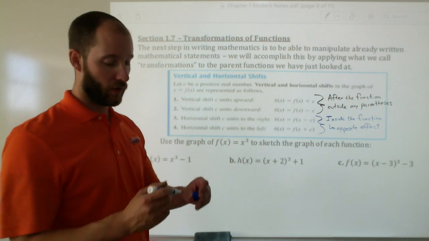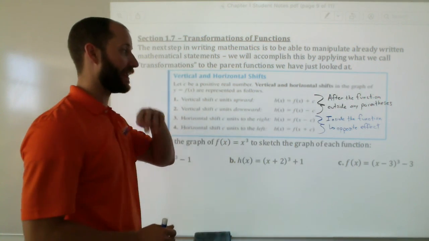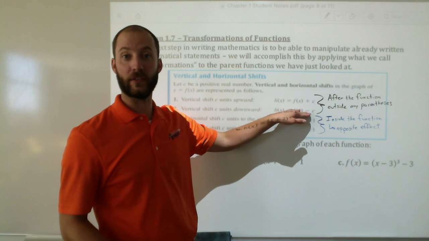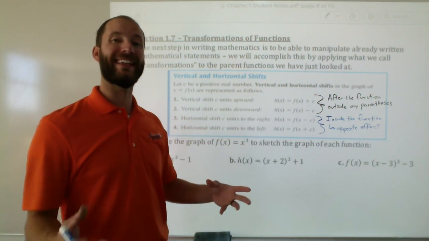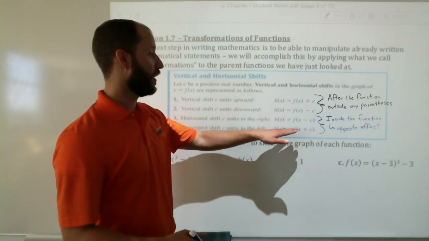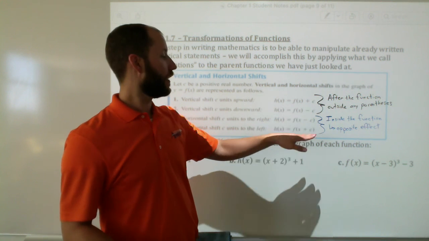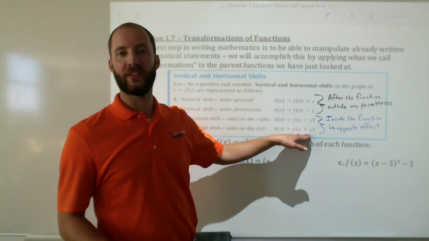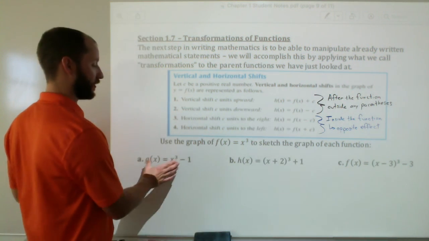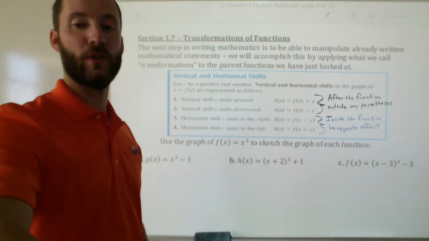So vertical shifts happen after the function, outside any parentheses. Adding goes up, subtracting goes down like you'd expect it to. Horizontal shifts happen inside the function, inside the parentheses. There's an opposite effect. When you subtract c inside, it actually moves to the right. When you add c inside, you actually move to the left. Right, so identifying those transformations in these functions, that really is a review of what you have seen before.